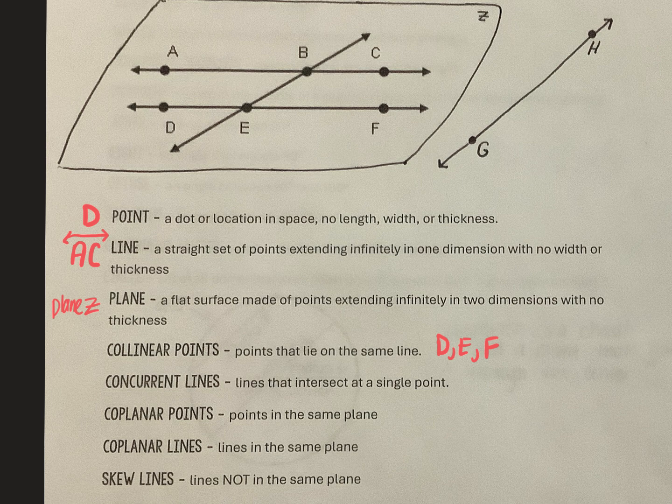Okay, so concurrent lines are lines that intersect, right? So name 2 lines that intersect somewhere in this picture. AC and EB. So line AC, right? Yes, which is this one, intersects with line EB. Again, 2 capital letters to name a line with a line over top of it.